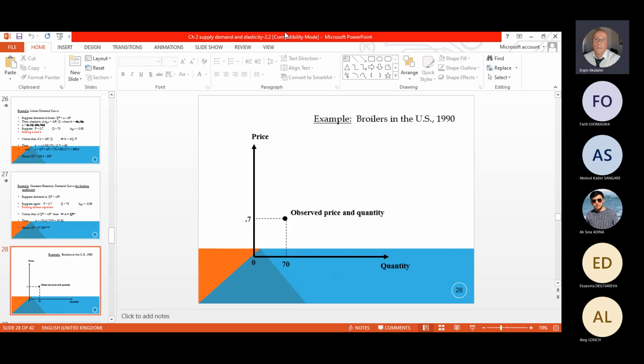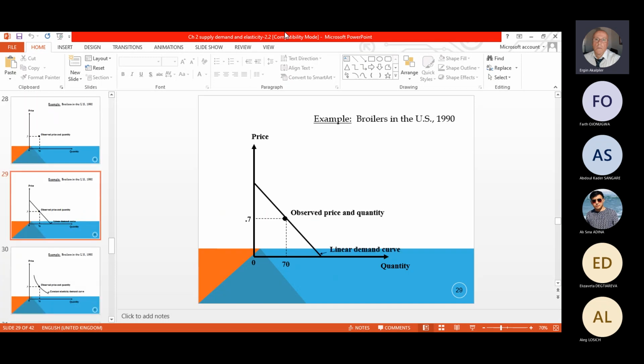Then the example for the broilers is given. The observed price and quantity are 0.7 and 70, as in the former example. The linear demand curve is represented here, as you see, and the constant elasticity demand curve is also given as a curve. When they cross each other, we have the intersection of these two for estimating the elasticity.